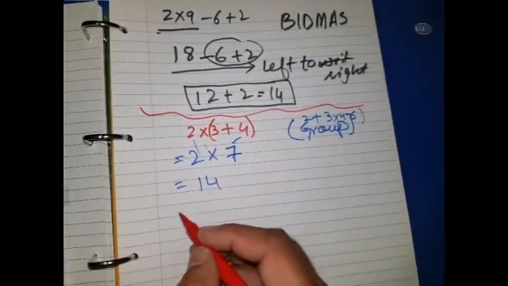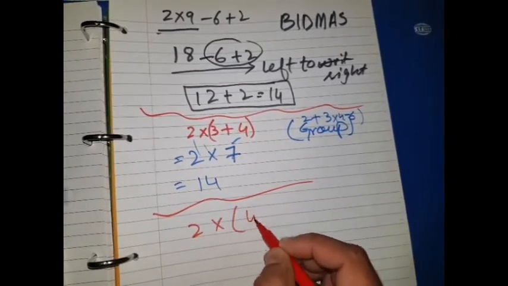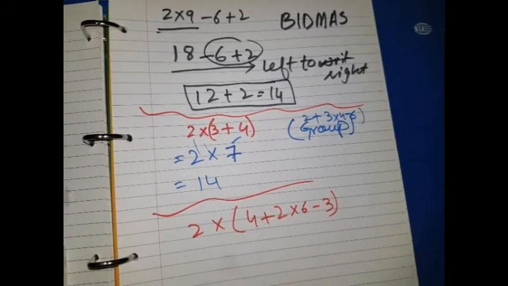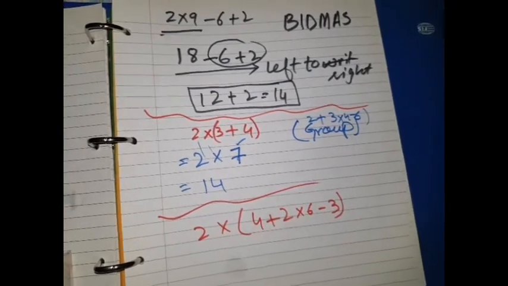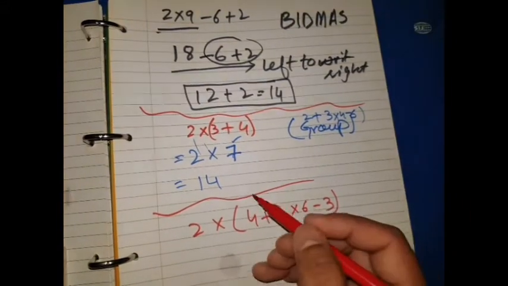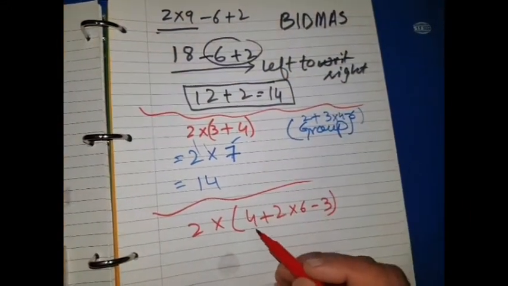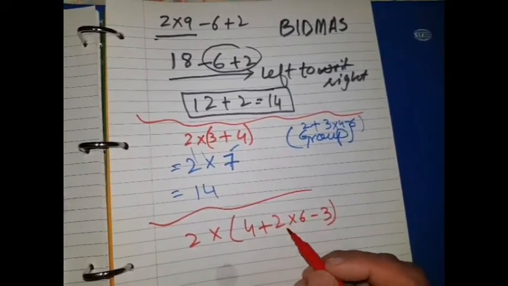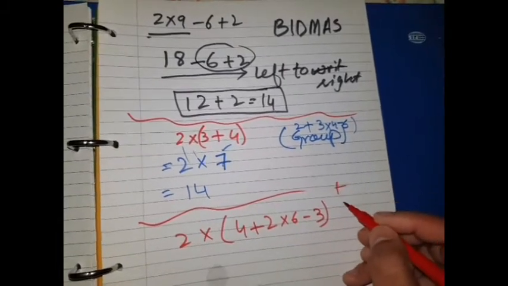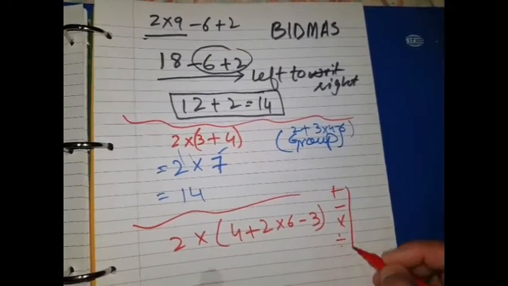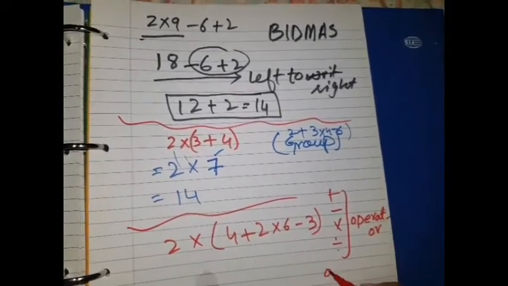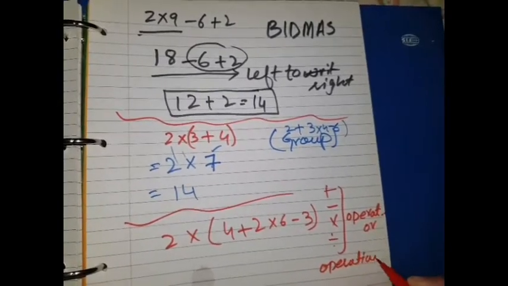Next part, if I say here that 2 times 4 plus 2 times 6 minus 3. I'm going to put the bracket here again. Now we know that as per the order, I have to go BIDMAS again. So the first thing I need to solve is the brackets, because bracket is here. Now inside the bracket, I have more than one operator. Operators are what? Plus, minus, multiplication, division. These are called operators. And when we do any activity with these, we call that operation. So this is operation and these are operators.